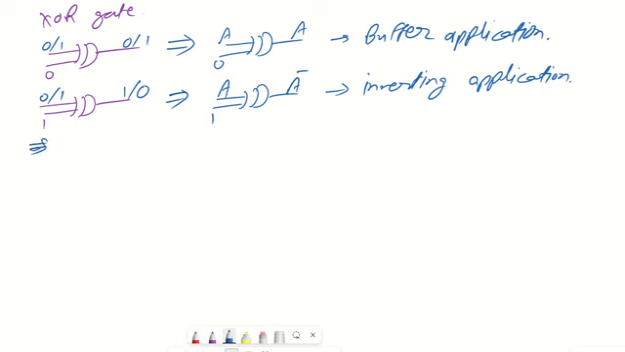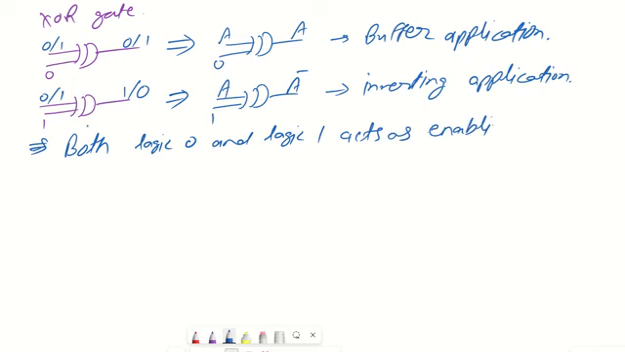So what can I write in the conclusion? I can write that both logic 0 and logic 1 act as enabling input for the XOR gate. Understood? Now let us talk quickly about the properties of the XOR gate.